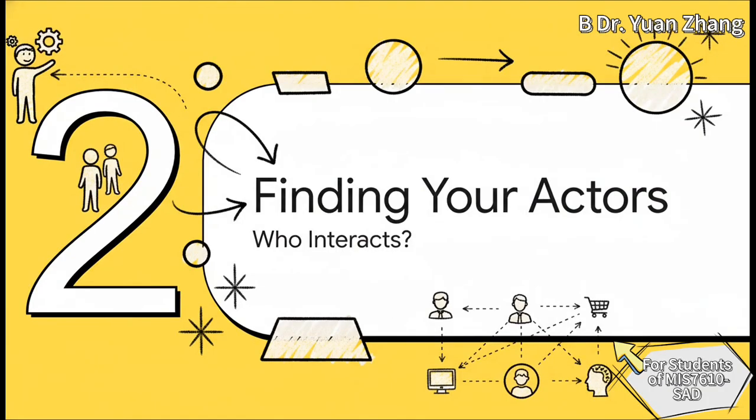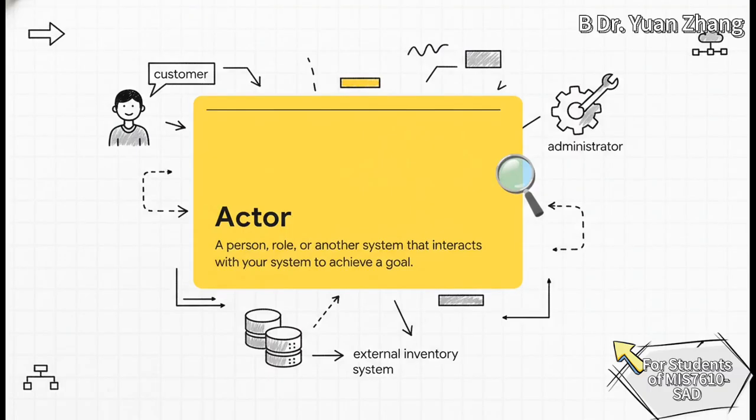All right, so we get why they matter. But how do we actually start? Well, our first practical step is to find the key players in our story. In the world of systems analysis, we call these players actors. Now, when you hear the word actor, you probably think of a person, right? But in our world, it's a little broader than that. An actor can be a person, sure, like a customer or a manager, but it can also be another system, like an external inventory system that ours needs to talk to.